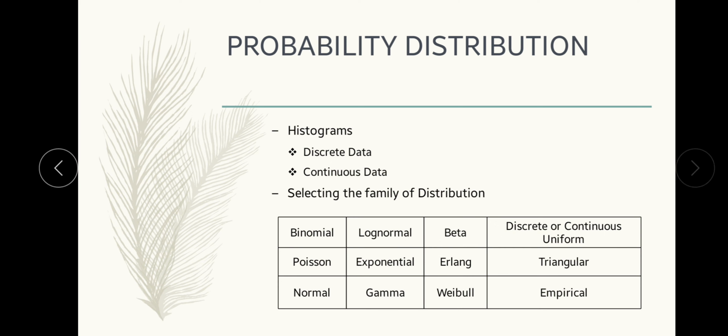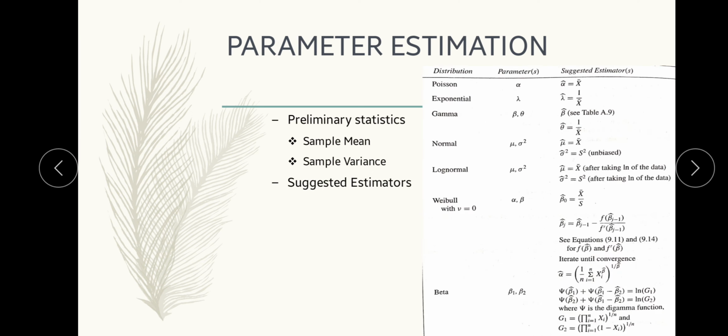Next, we move on to the next slide, that is parameter estimation. Parameter estimation is the third step for the input model. The input model requires 4 steps, and we have already discussed 2 steps. One is collecting the data and the other is understanding the distribution. Next is parameter estimation.